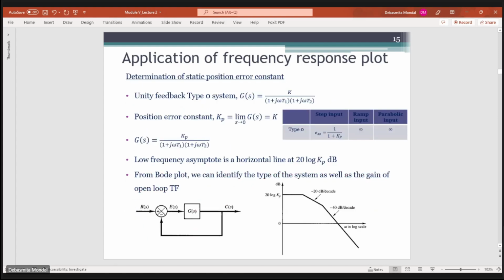Okay, so now let's take a type 0 system. So this is an example of a type 0 system. So this would be G of j omega. This is a type 0 system because we don't have any poles at the origin.